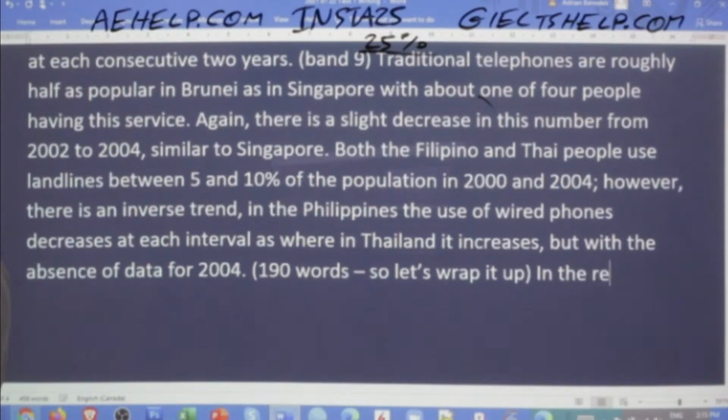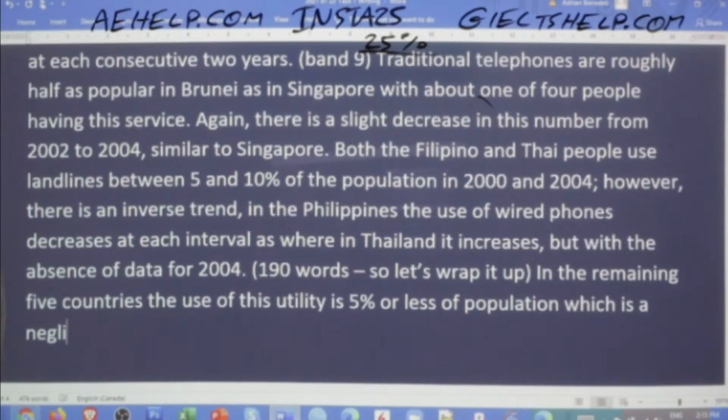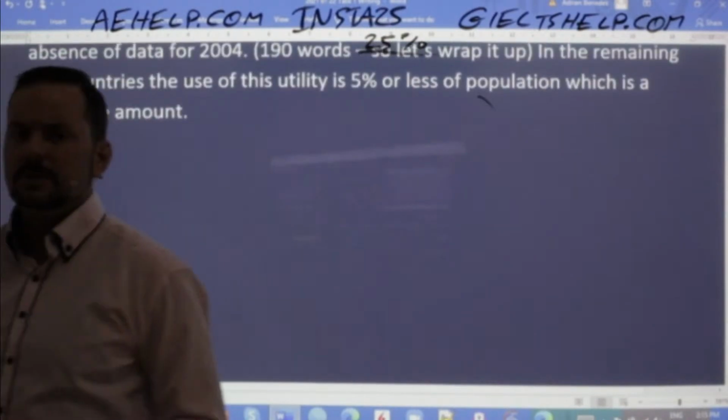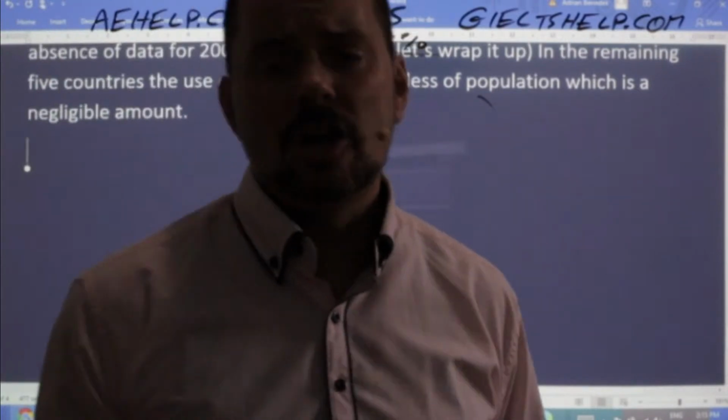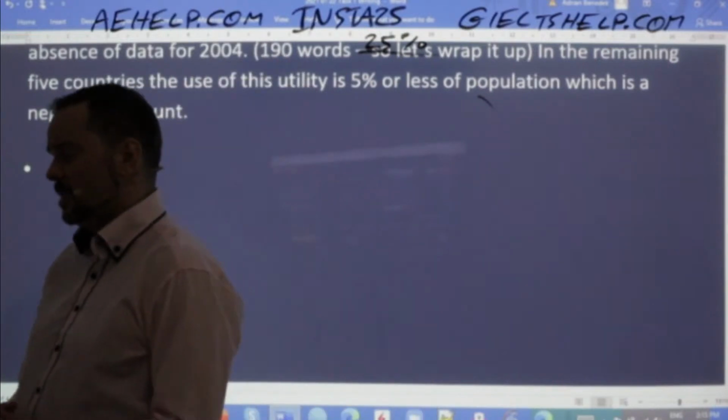So in the remaining 5 countries, the use of this utility is 5% or less of the population, which is a negligible amount. Okay, so you can imagine that a telephone company probably wouldn't be too interested in going and setting up shop in a country where 5% of the population is using landlines. Yeah, Jainil, exactly. So all I'm mentioning here is 5%.